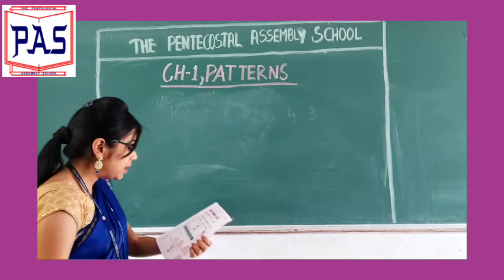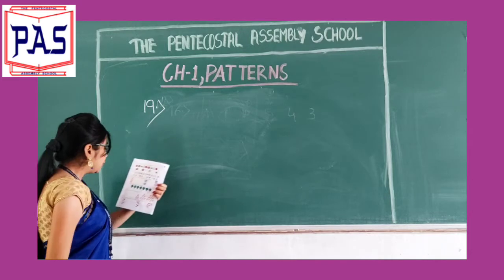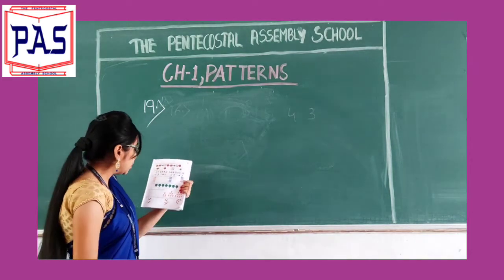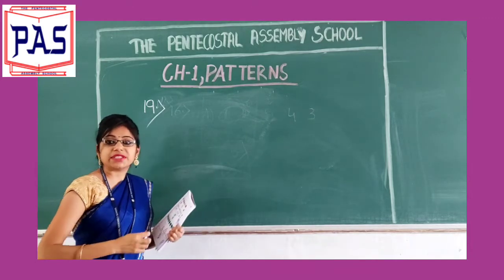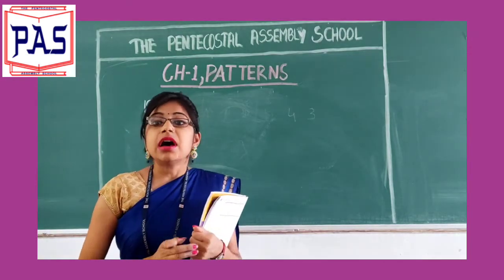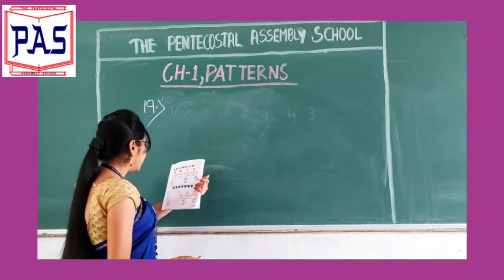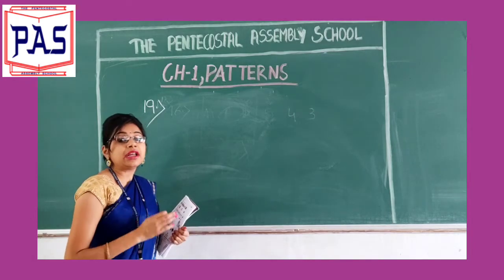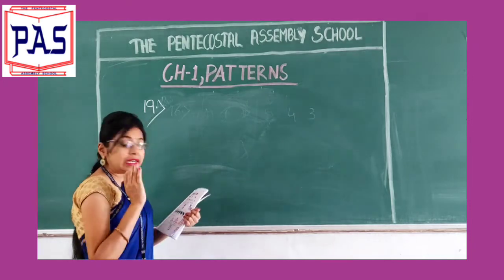In question number 19, you can see that there are certain numbers. Find the missing number in the given number series. A series of numbers is given, and you can see that the number series is given in decreasing order, that means in descending order.